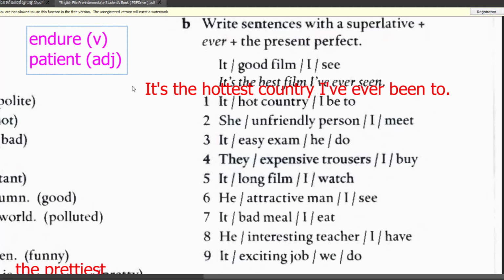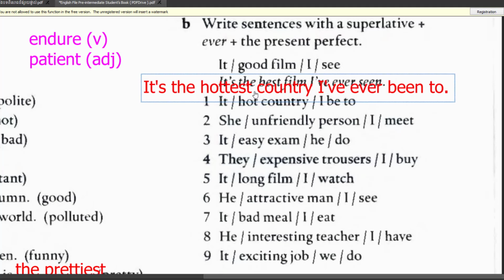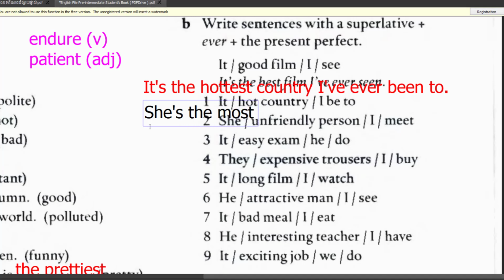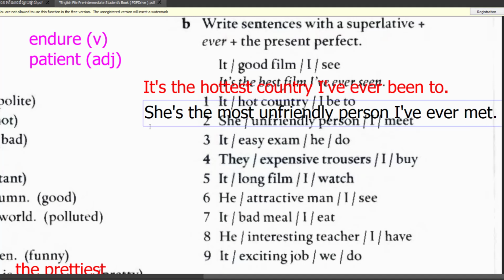Number 2. She is the most unfriendly person I ever met. I've ever meet or met? Met. She's the most unfriendly person I've ever met.